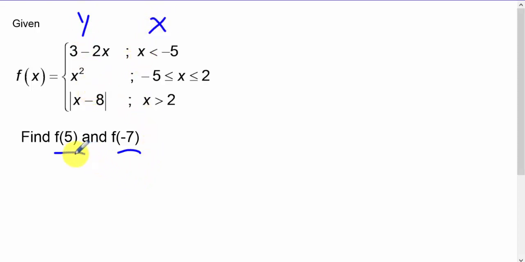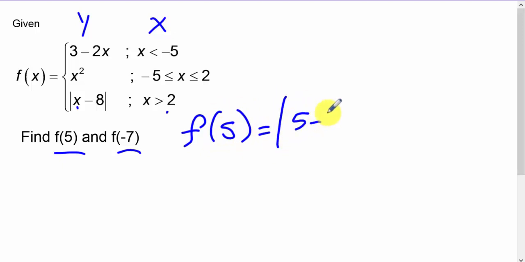So when x is less than 5, well, I'm looking to plug in 5, so that's not going to work, because x has got to be less than 5. When x is greater than -5, less than 2, well, that's not going to work either, because 5 is greater than 2. So that means I've got to plug the 5 into this third function. So f of 5 is equal to the absolute value of 5 minus 8, which in this case is 3.